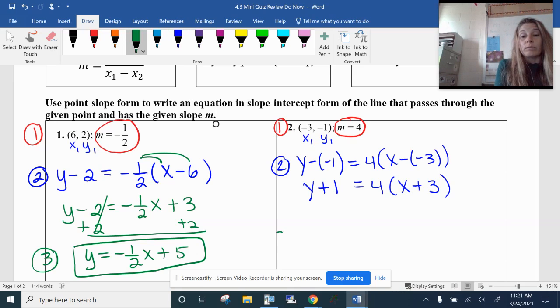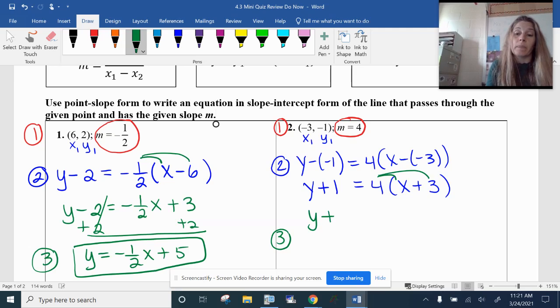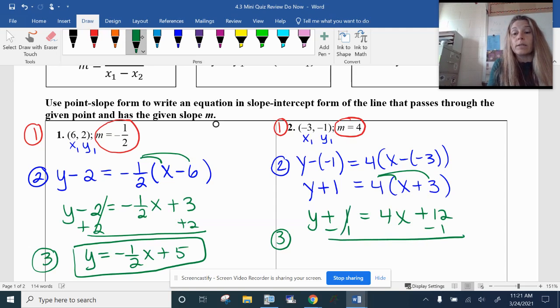So now we want to get it into slope intercept form, which means we need to get rid of our parentheses over here. So I'm going to distribute the 4, making it 4x plus 12. And then finally, we get our y totally alone by moving that 1 to the other side, and I would have 4x plus 11.